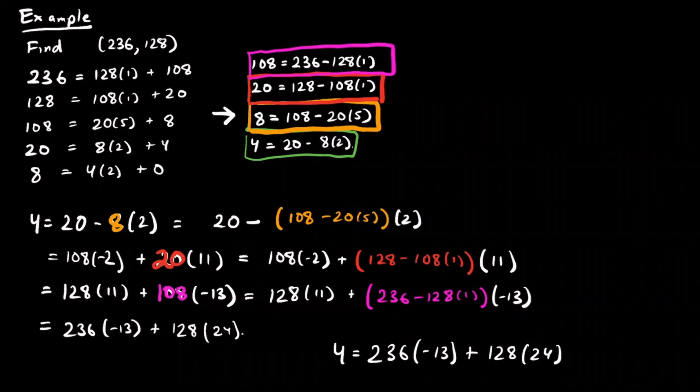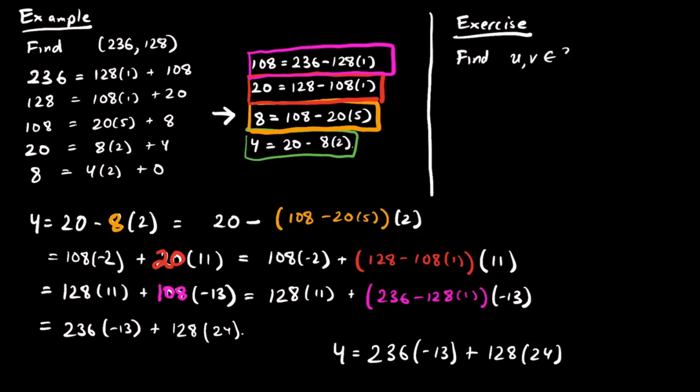Finally, I'd like to end with an exercise if you'd like to try a problem yourself. The exercise is to basically repeat this process, but find integers u and v such that 1 is equal to 128u plus 423v. So it's the same process just for one of our other examples.